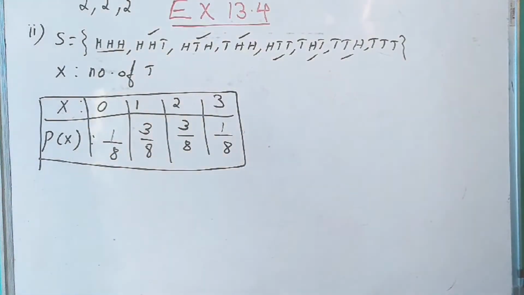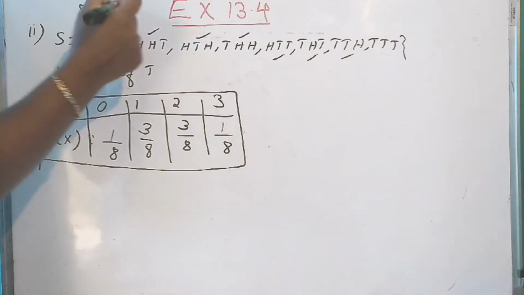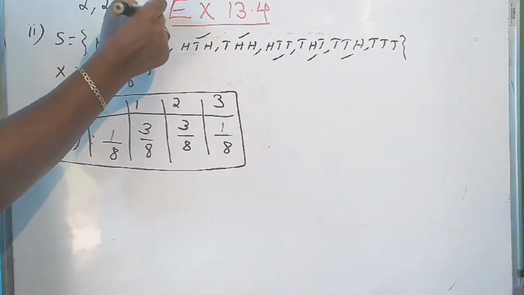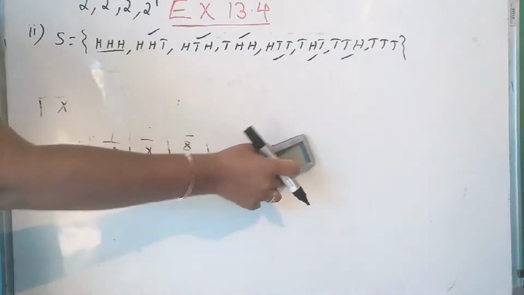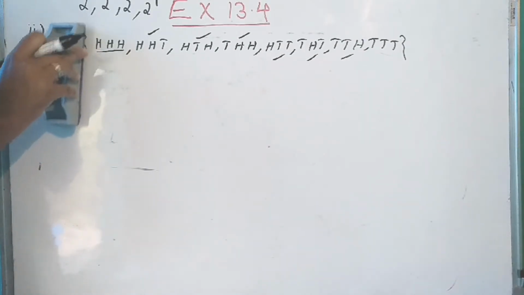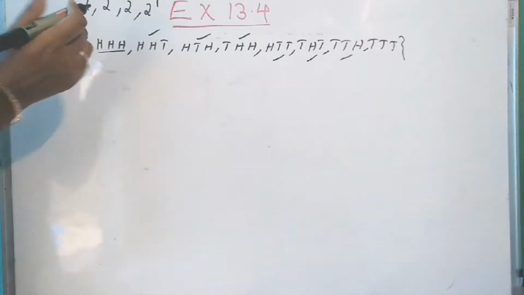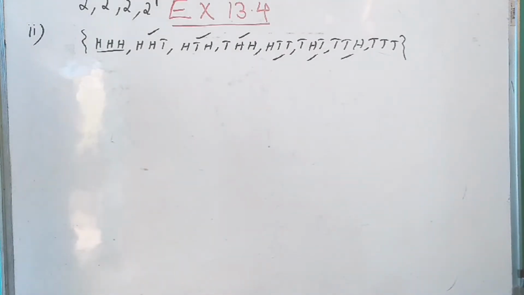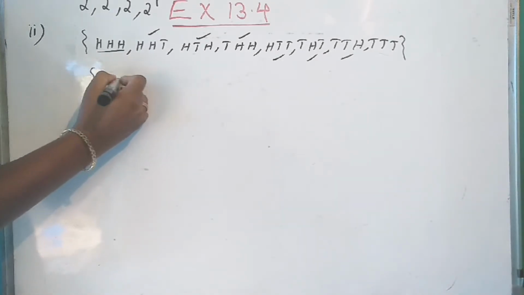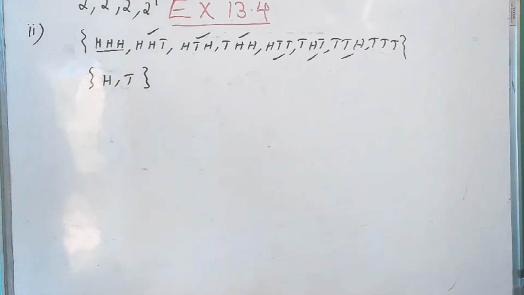Okay. Now the third case, number of heads in 4 tosses of a coin. If you are going to toss a coin 4 times, we will have 2 raised to 4 outcomes. That is 16 outcomes we will have in this case. This is the sample space corresponding to a coin tossed 3 times. Now, we need to find those 16 outcomes in the case of tossing a coin 4 times.